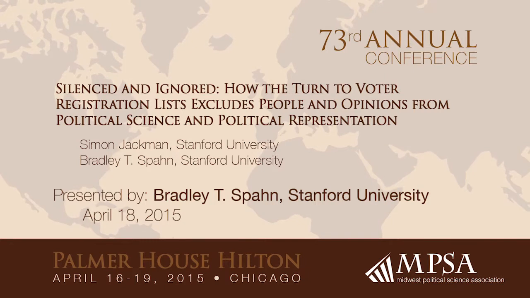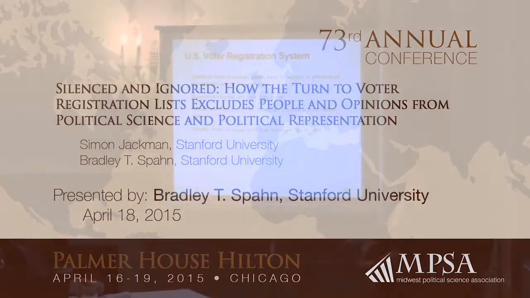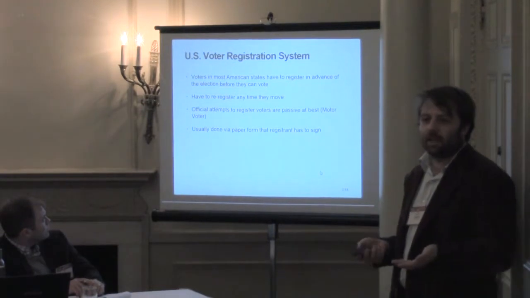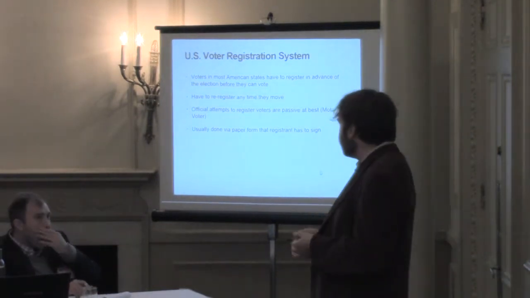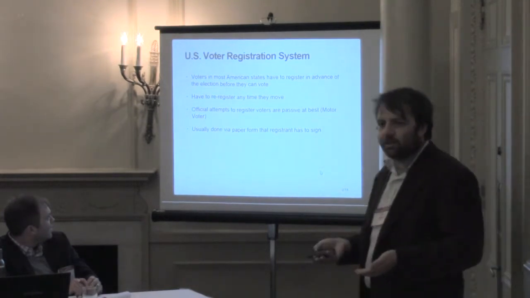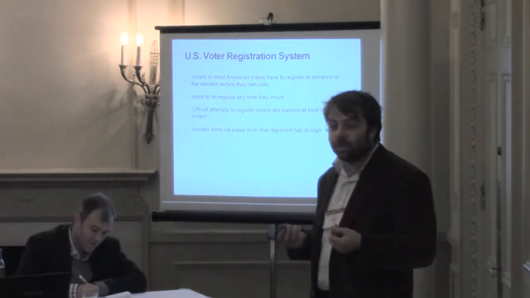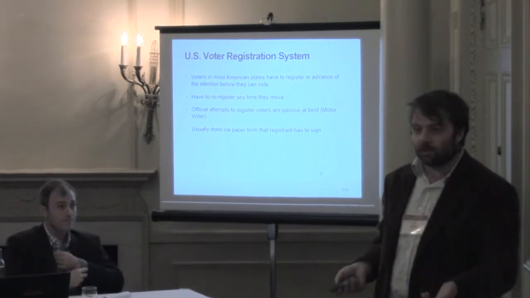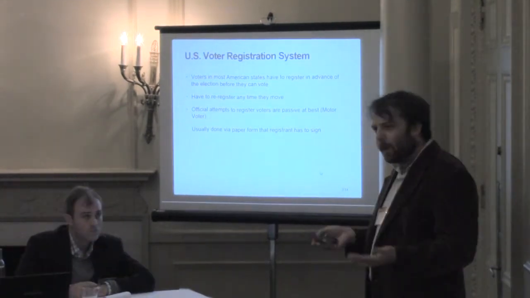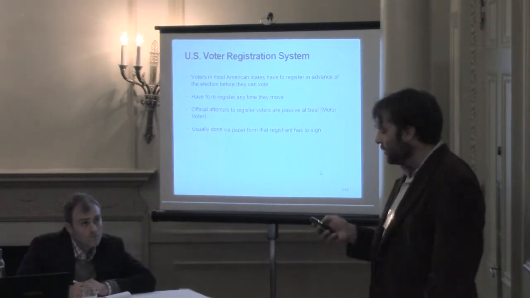To vote in most American states, you have to register in advance of the election. And if you move, you have to re-register again. So your registration is tied to your address. When you move, though, the government doesn't try to re-register you. Maybe if you go to change your driver's license, you'll be offered a voter registration form. It's like the motor-voter policy. But it's on paper. It's often not convenient.